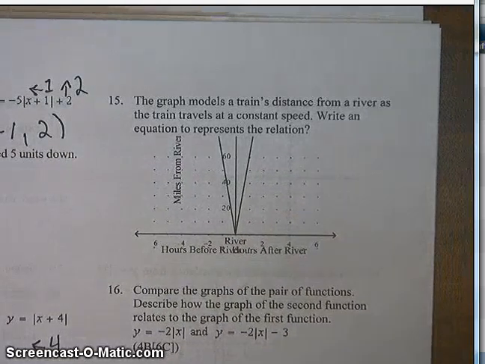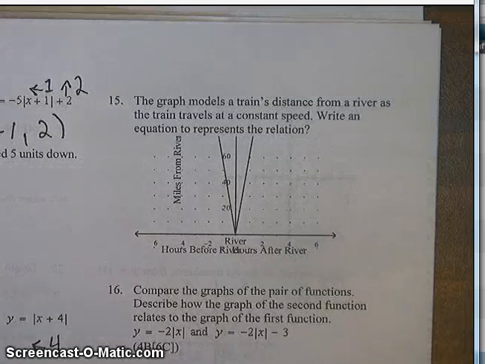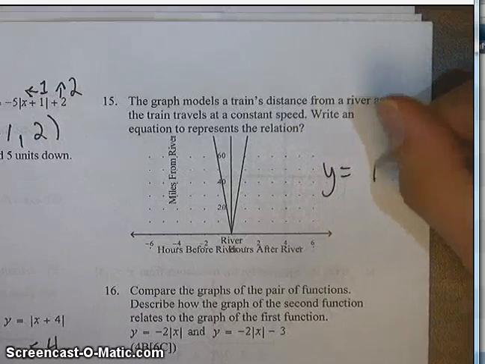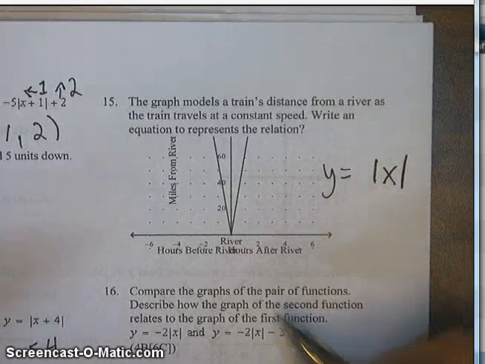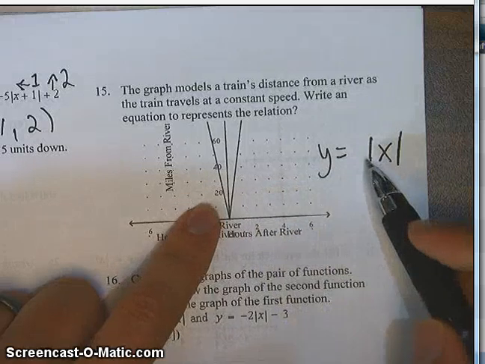The graph models the train's distance from a river as the train travels at a constant speed. Write an equation that represents the relation. So it hasn't been shifted left or right, so I know it's going to be y equals absolute value of x, but this thing looks really narrow to me, which means there's a number in front there.